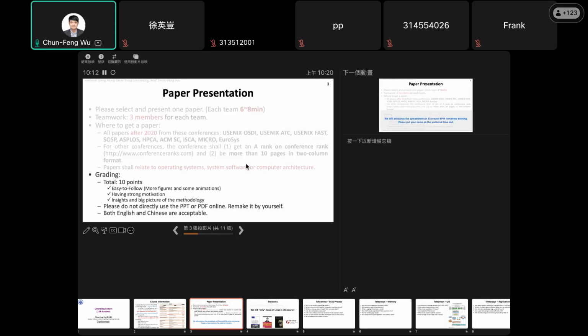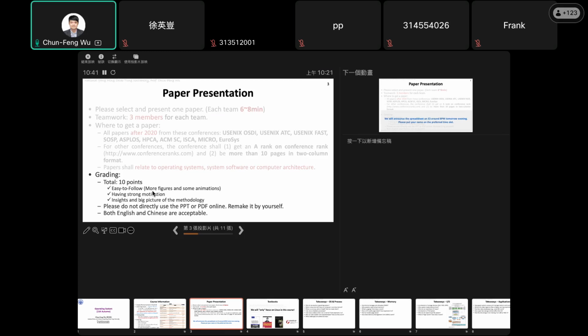For the grading part, you can get 10 points at maximum, and there are 3 criteria for reviewing your presentations. The first is whether it is easy to follow. We highly suggest you use as many figures as possible, because there are only 6 to 8 minutes. If you have too many words on the slides, I think it will be hard to follow. More figures will make it easier to grasp the information.